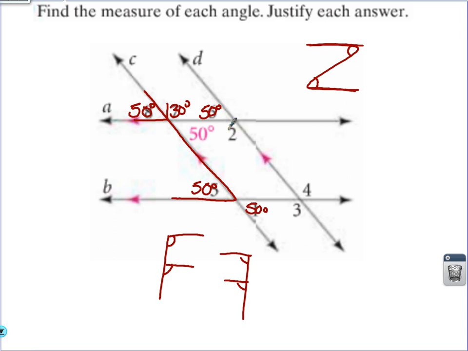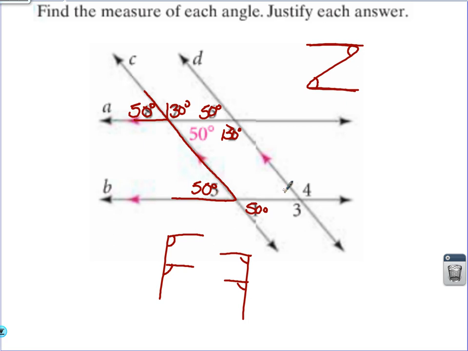Two shouldn't be too bad. 130, good job. And then 3 and 4. Claudia, you know either one of those? Are both 50? Careful. Because this one's 50, this would correspond with it.